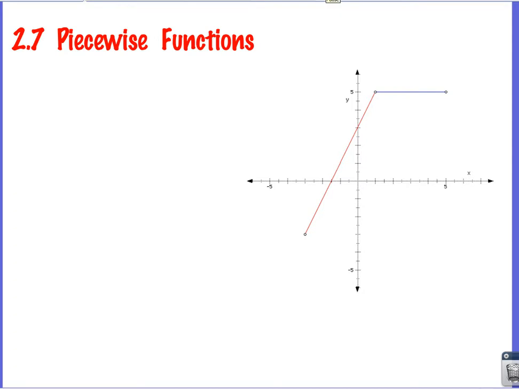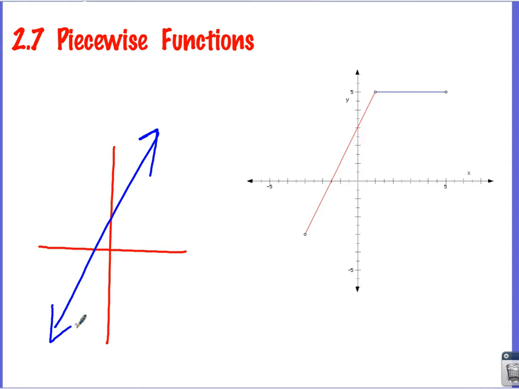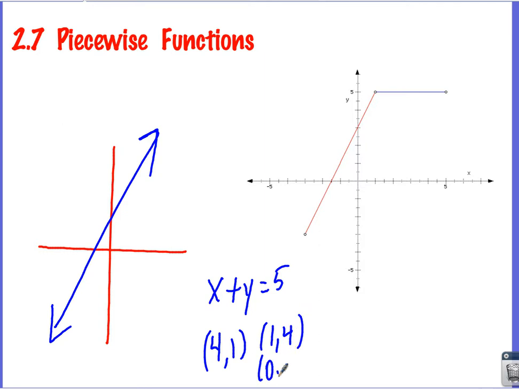All right, lesson 2.7 is piecewise functions. Now, everything that we've covered up to this point when we've graphed a line has basically been covering all of the possible numbers. So for example, if we go back to our x plus y equals 5, remember our answer could be 4, 1, could be 1, 4, could be 0, 5.